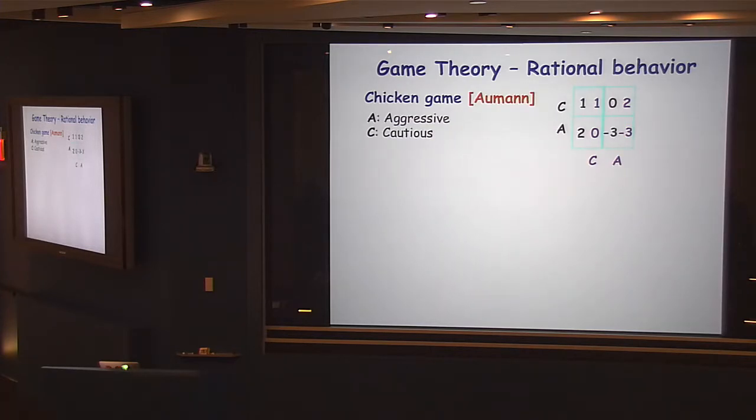A strategic situation, I'll describe by an example. This is an example of what's called the chicken game, defined by Aumann. This particular game is supposed to capture two maybe macho drivers driving on a collision course towards each other, and they each have two possible strategies. They can be cautious and swerve to the side, seeing the lights of the other car. Okay, that's being cautious. Or they can drive on, hoping the other driver will swerve. And now, these possible strategies are denoted A and C, aggressive or cautious.